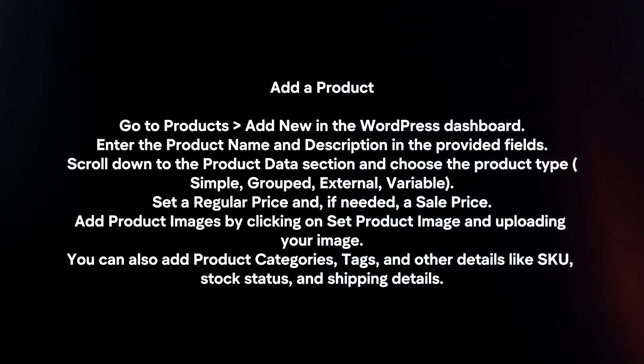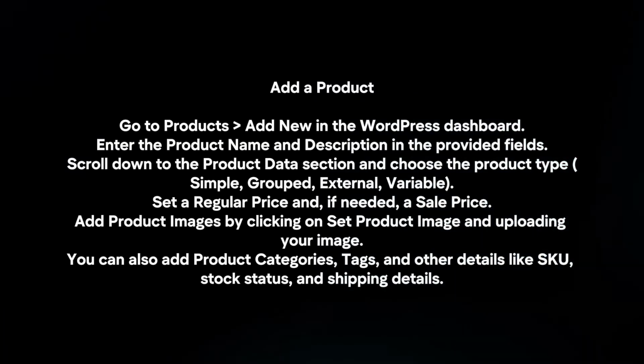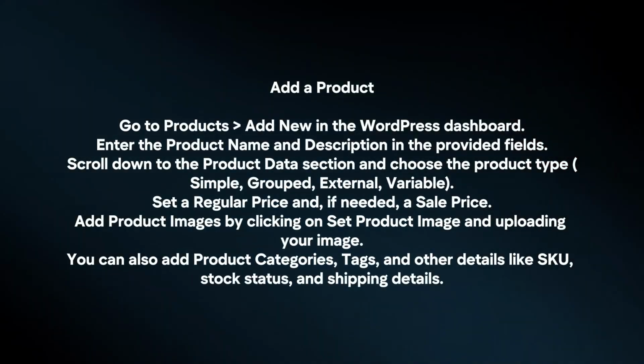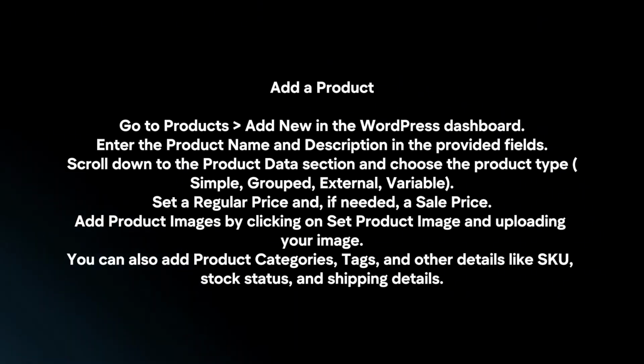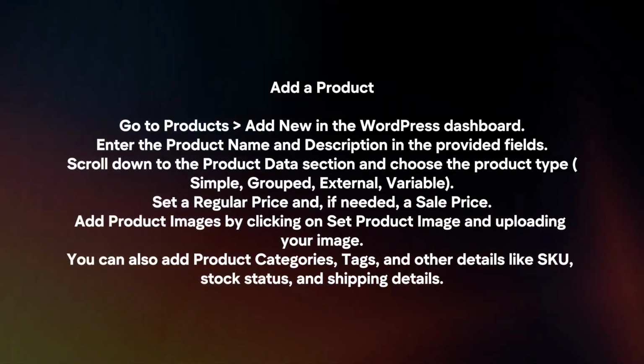Add product images by clicking on Set Product Image and uploading your image. You can also add product categories, tags, and other details like SKU, stock status, and shipping details.